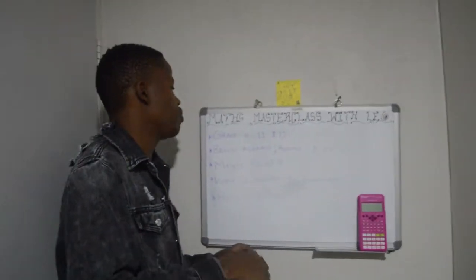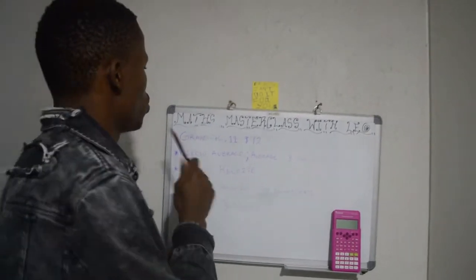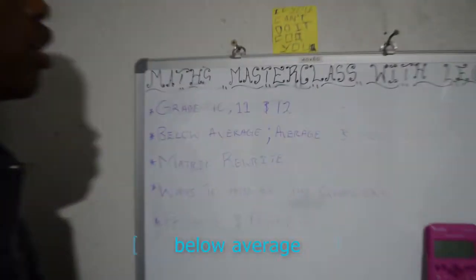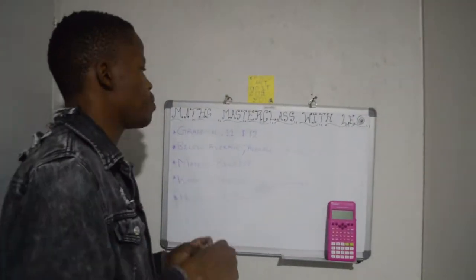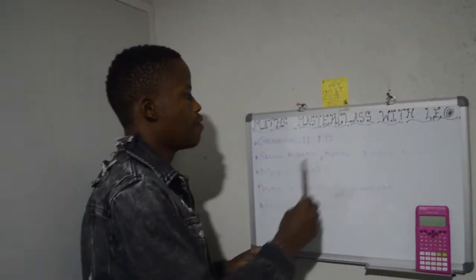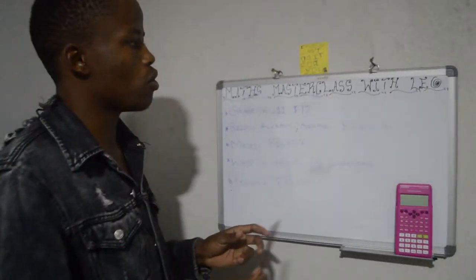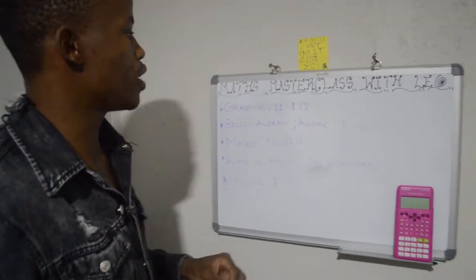In this channel, we'll be dealing with learners who are in grade 10, grade 11 and grade 12. We'll be dealing with learners who are below average, average and above average. Actually, when you talk about learners who are below average, you're talking about level 1 to level 3 learners. Average, you're talking about level 3 to level 4. And then above average, you're talking about level 5 to level 7.